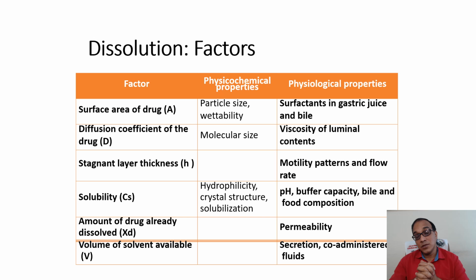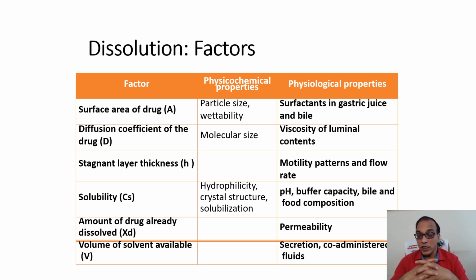Let's see, on the basis of this equation, you can enumerate the factors which are affecting the dissolution. Number 1, surface area of drug A, which is dependent on the physicochemical properties like particle size, wettability, and the physiological properties like surfactant in gastric juice and bile may affect this effective surface area. Diffusion coefficient of the drug D is dependent on molecule size and the viscosity of luminal content affects this.